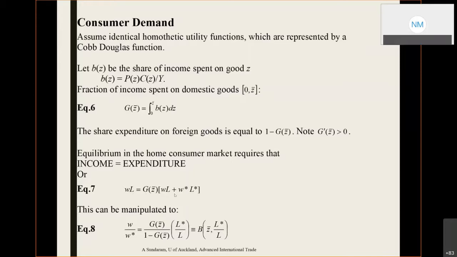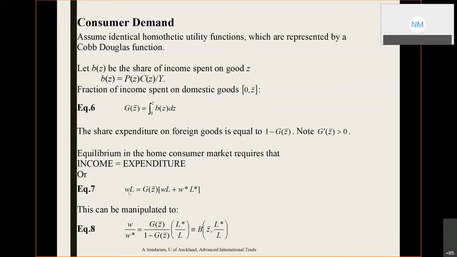What is total expenditure? Total expenditure is the total global income, global GDP, times the fraction of that global GDP that is spent on domestically produced goods. Total GDP is given by home income, WL, plus foreign income, W star L star. You add the two, and because there are just two countries, home and foreign, that's your global GDP. We know that by definition, G of Z is the fraction of global income that is spent on home goods, on domestic goods. So that gives us the total expenditure in the world on home produced products.